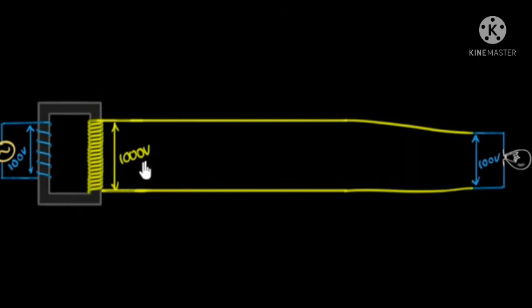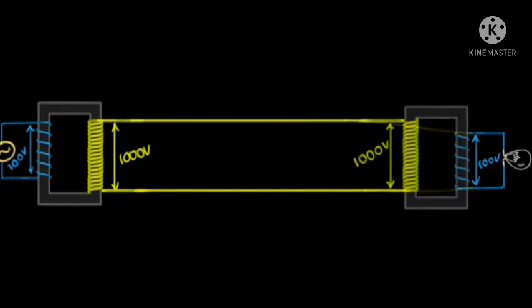Instead, at the power station, we use a transformer and step up that voltage, let's say by 10 times to make it 1000 volts. And then, near our house, we use another transformer to step that voltage back down to whatever we need. How does this make any sense? Why do we do that?